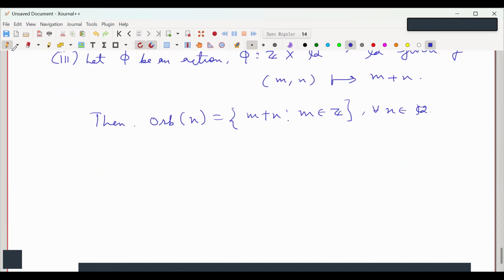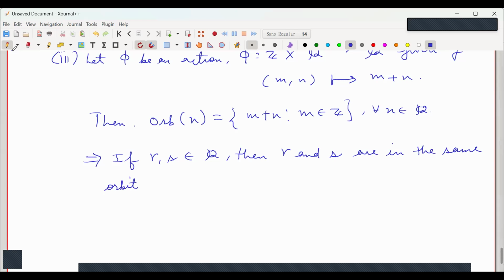What this implies is that if r and s are two rational numbers, then r and s are in the same orbit if and only if r minus s is an integer. Because if r and s are in the same orbit, then r is equal to some m plus s, which implies r minus s is an integer, and vice versa.